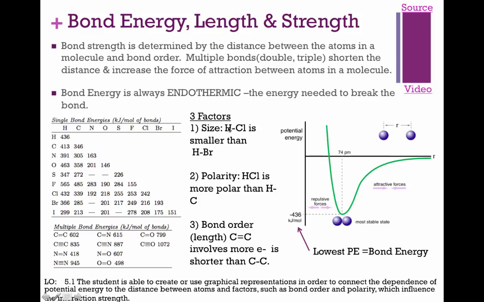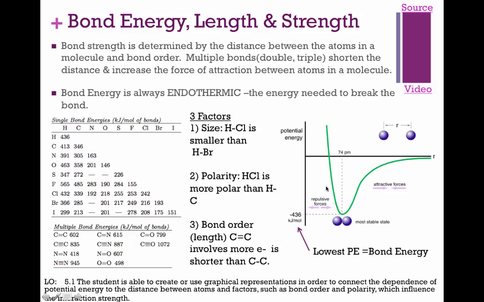If you're looking at HCl versus HBr, in HCl the chlorine and the hydrogen are closer together than the H and the Br. Then polarity: we have HCl versus the C-H bond. And then bond order looks at having a double bond versus a triple bond.